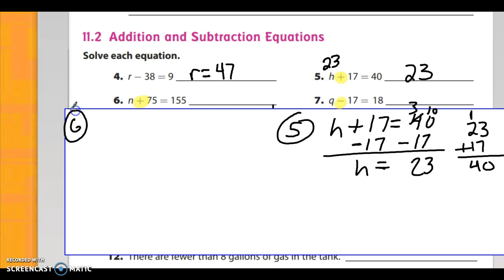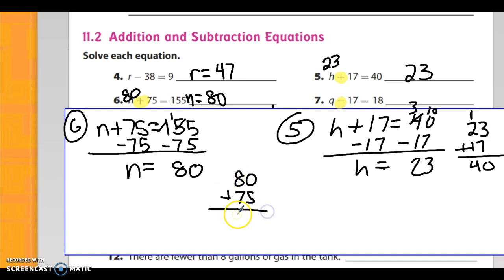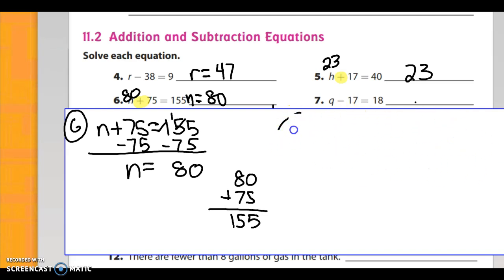Okay, we're on number 6. N plus 75 equals 155. I solve the addition equations by subtracting. N equals 5 minus 5 is 0. And 15 minus 7 is 8. I get 80. I should write N equals 80. And how do I check that? I take N out and replace it with 80. 80 plus 75, that needs to be 155. It is, because 0 plus 5 is 5, and 8 plus 7 is 15. Perfect. We are on number 7. Number 7 is a subtraction equation.